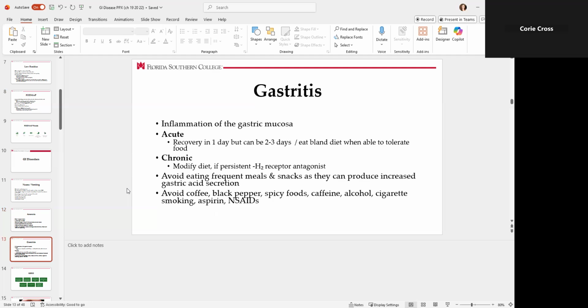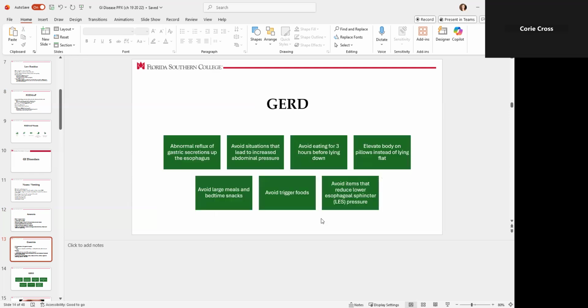Gastritis. This is an irritation and inflammation of the gastric mucosa. This can be acute or chronic. Treatment is based on the symptoms and the severity. There are, of course, foods that should be avoided to reduce irritation from excess gastric acidity. GERD is gastroesophageal reflux disease.